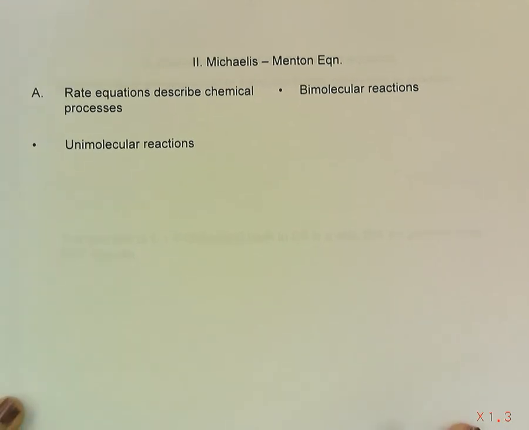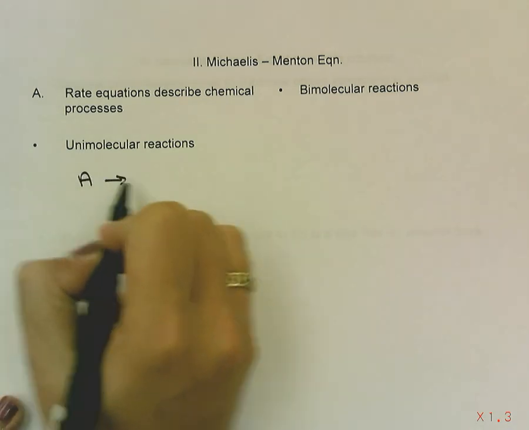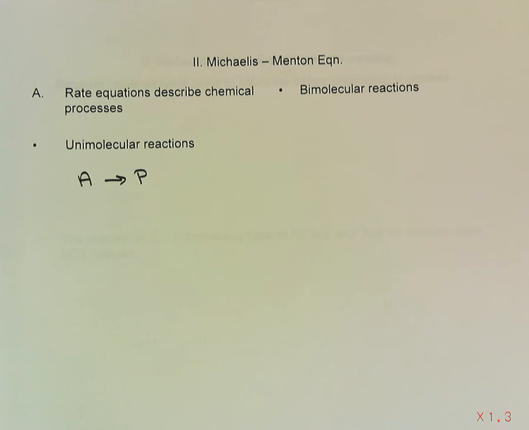So a unimolecular reaction, how many molecules participate in a unimolecular reaction? 1. Excellent, good prefix reading. So there'd be a reaction like this, like we had before, like S goes to P or A goes to P or however you want to call it. I'm going to use A.